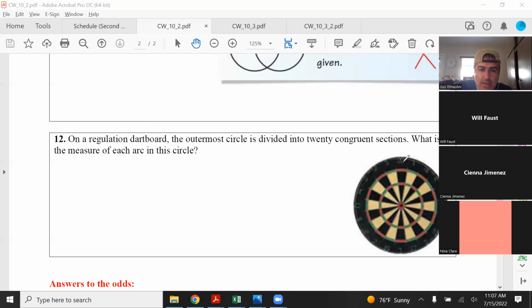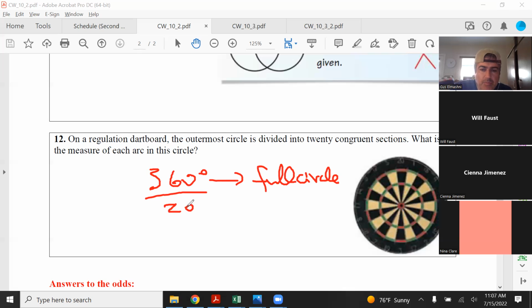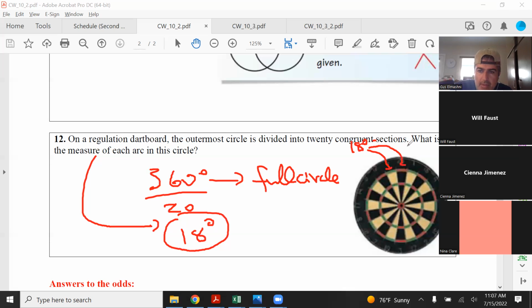What is the measure of each arc in the circle? Well, you have 360 degrees for a full circle. Divide by 20, 18 degrees. So that's the measure of each arc. It is 18 degrees. So that's 18 degrees right here, and here, and so forth.